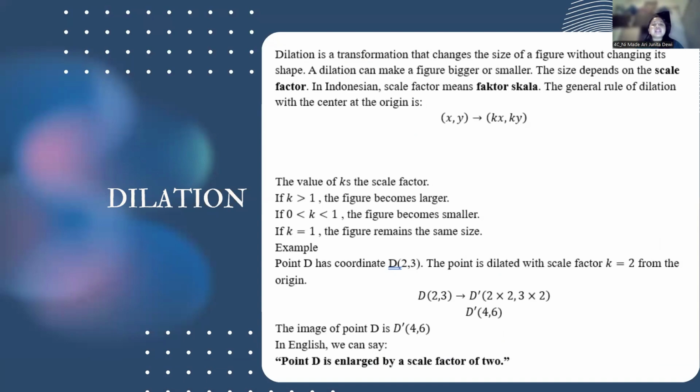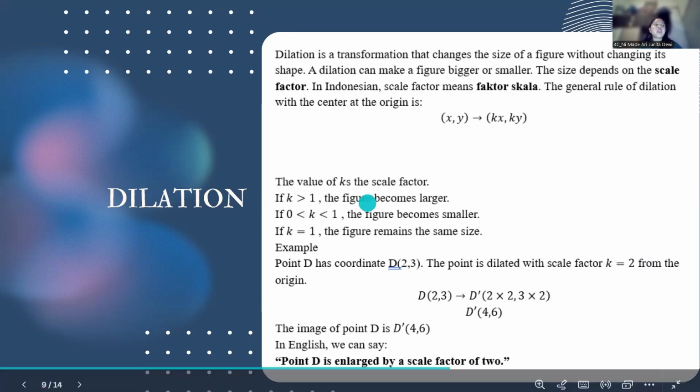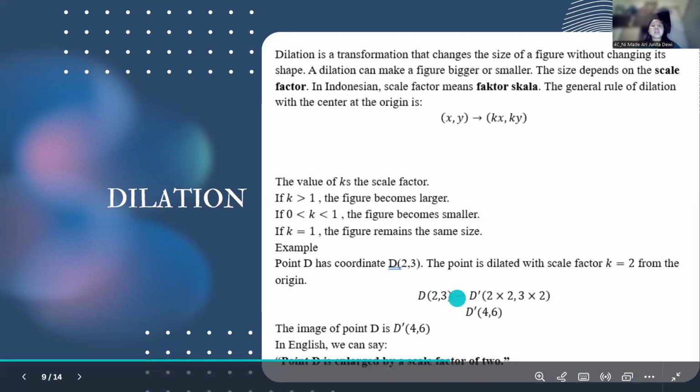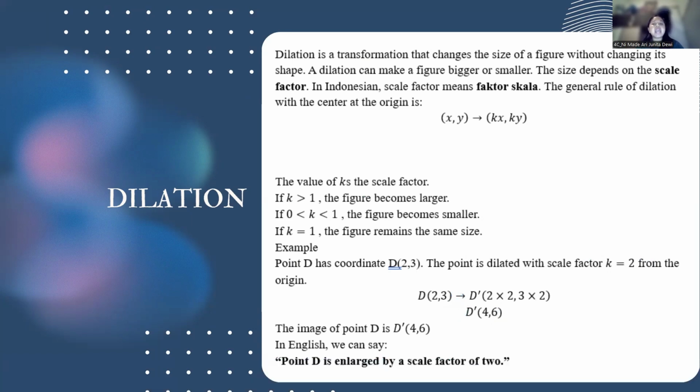And now, let us look at the example. Point D has coordinate D (2, 3). The point is dilated with the scale factor k equals 2 from the origin. So, this is the formula. Look at the screen. And the image of point D is D' (4, 6). In English, we can say point D is enlarged by a scale factor of 2.